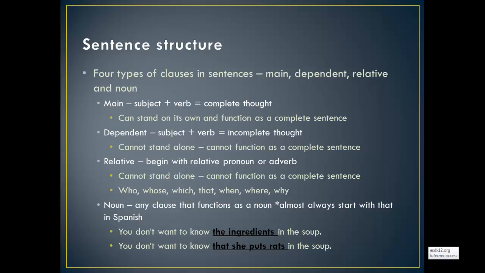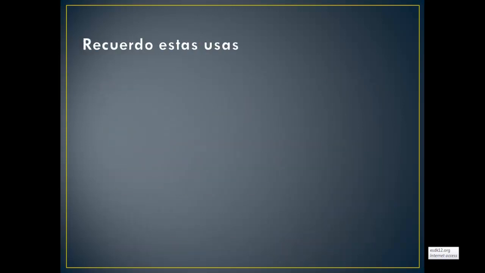You don't want to know the ingredients put in the soup. So instead of saying the ingredients, which is your noun or your direct object, you replace that with a clause: you don't know that she puts rats in the soup. Okay, that's the difference between a noun and a noun clause. And again, this hopefully is reviewed from your English classes.